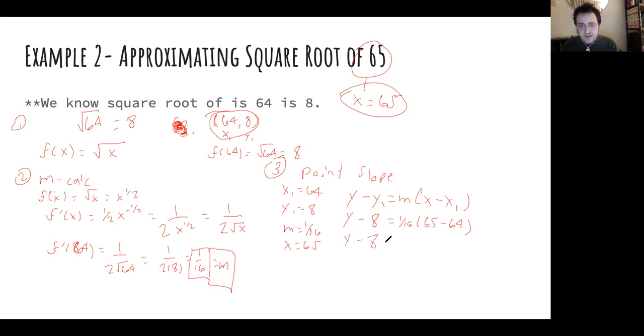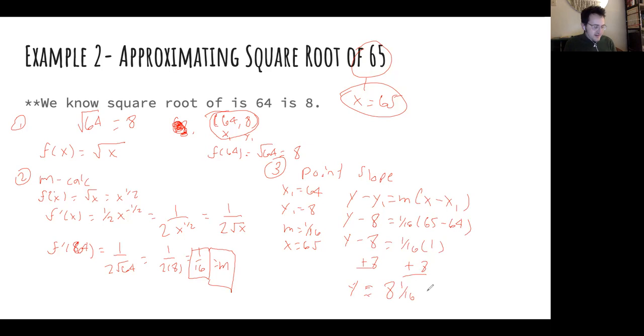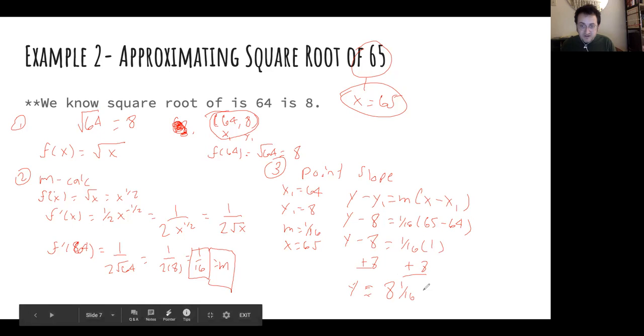And I'm just going to clean things up a little bit. So I got 1/16 times 1. So I could then add 8 on both sides, and I could say that the square root of 65 is approximately 8 and 1/16. Or if I wanted to know what that is in decimal, if I put 1/16 in my calculator, it's going to be about 8.0625.